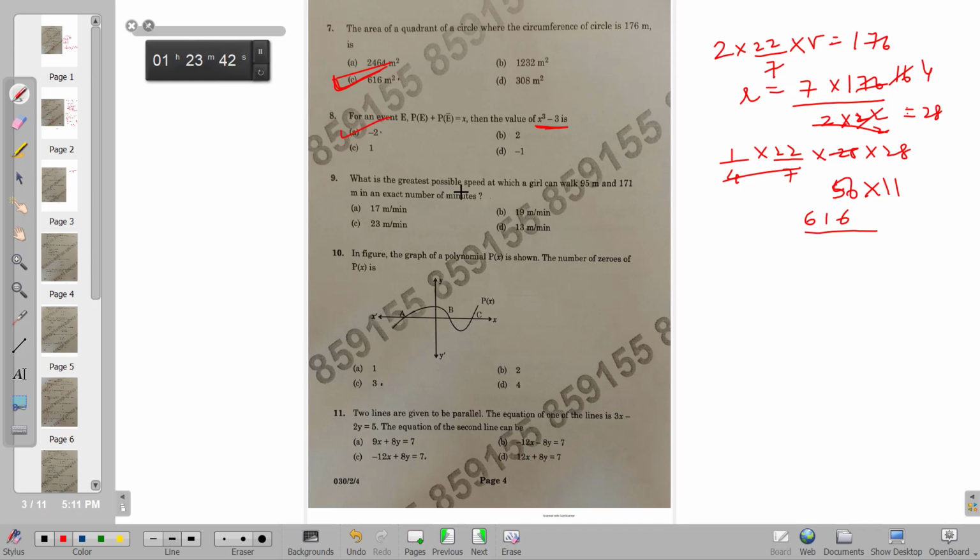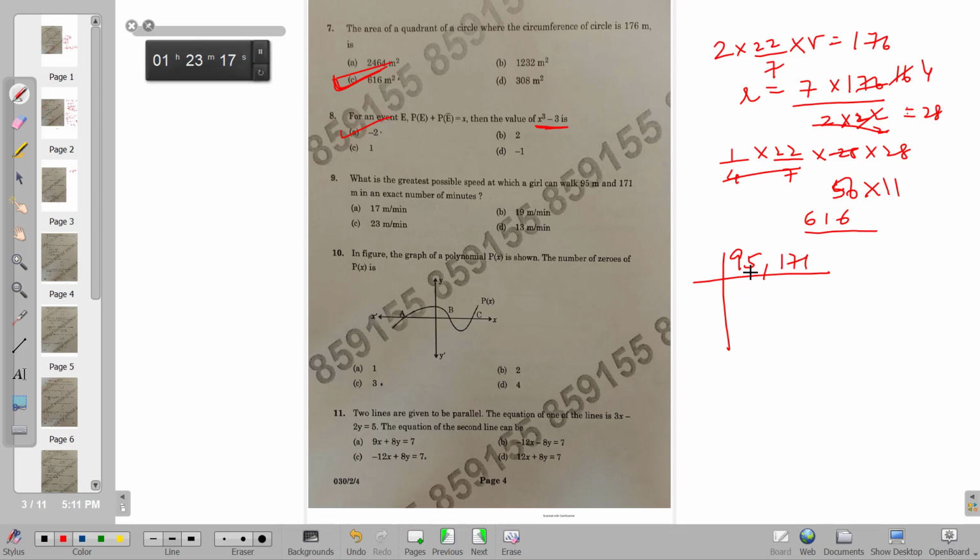What's the greatest possible speed at which a girl can walk 95 meters and 171 meters in an exact number of minutes? So you need the HCF of both of these. Highest common factor is what's required for 95 and 171. You can look at the options as a clue, right? You have 17, 19, 23 and 13.